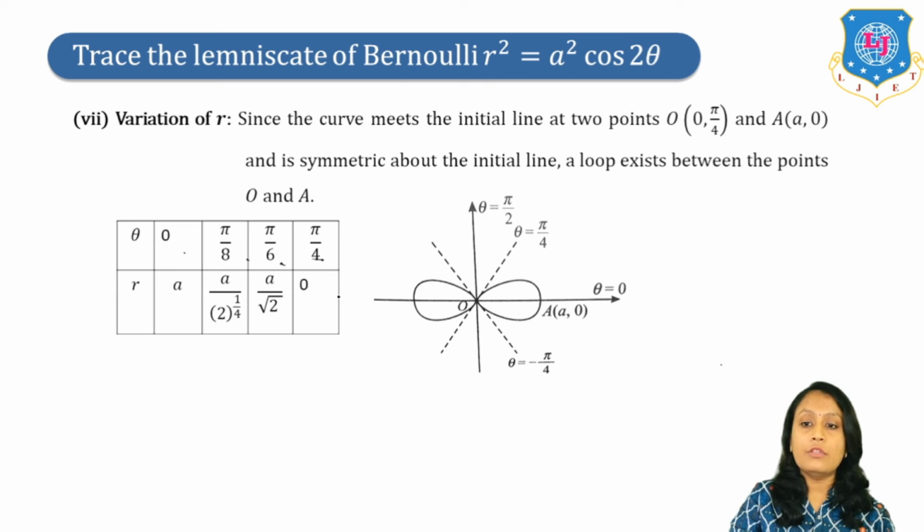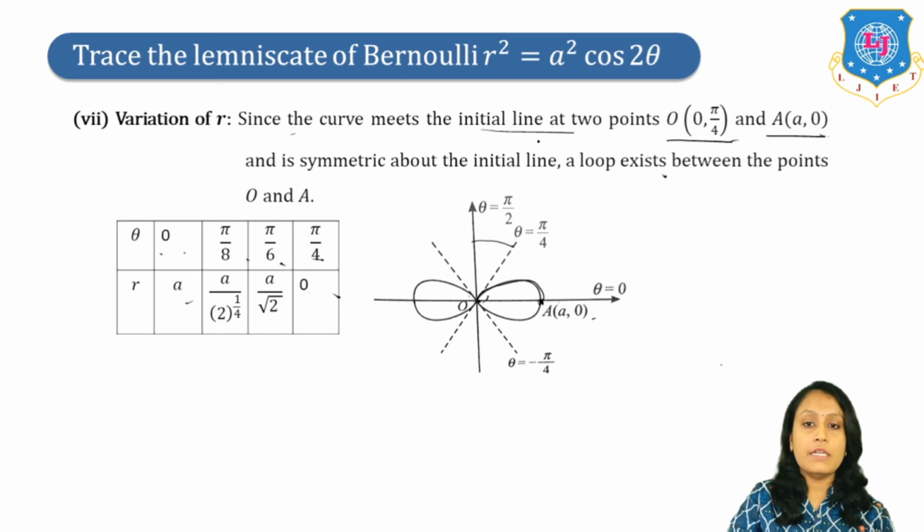Okay, write down the values of r. At theta is equal to 0, r is a. So this is the point of intersection (a, 0). And at theta is equal to pi by 4, r is equal to 0. So this is the intersection point. So a loop will form over here, right?